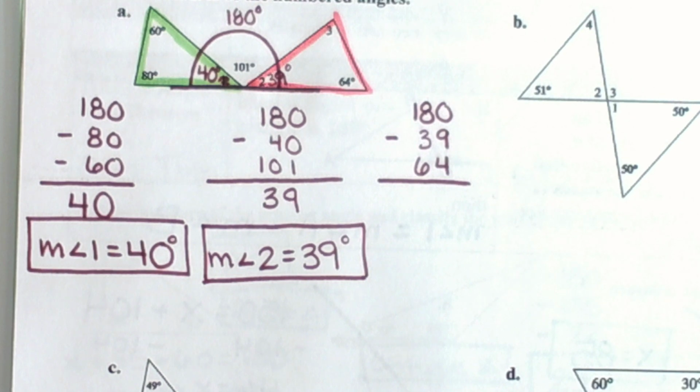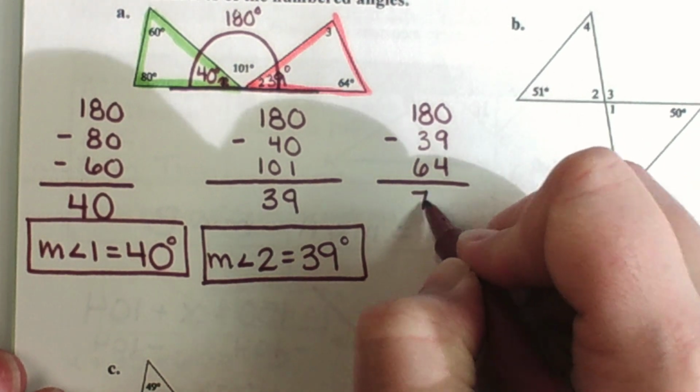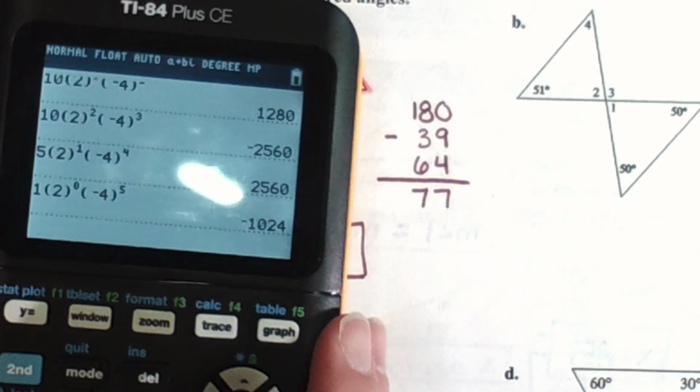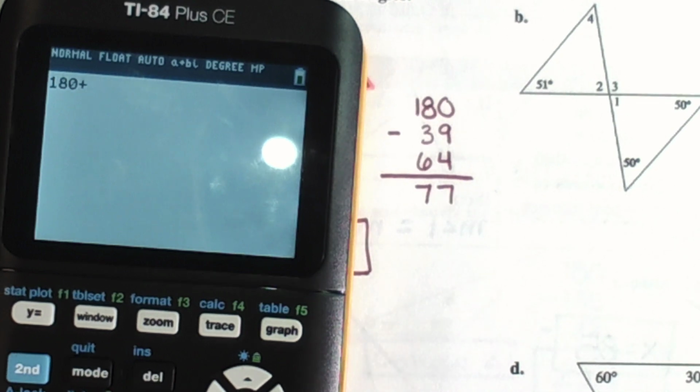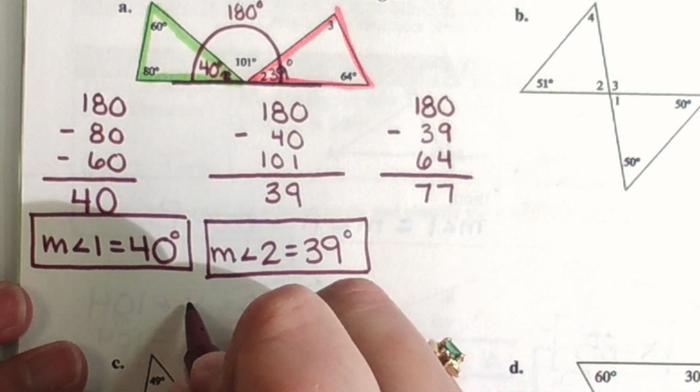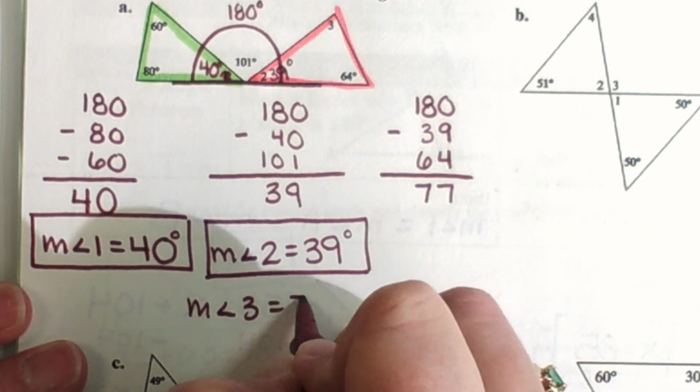No, it is not 38. 57. Because 180 minus 48. I just know, sorry. You're close. I messed up. I believe it's 77. Well, you got 90, you got 101, yeah, that sounds about right, something around that area. So measure angle 3 equals 77.